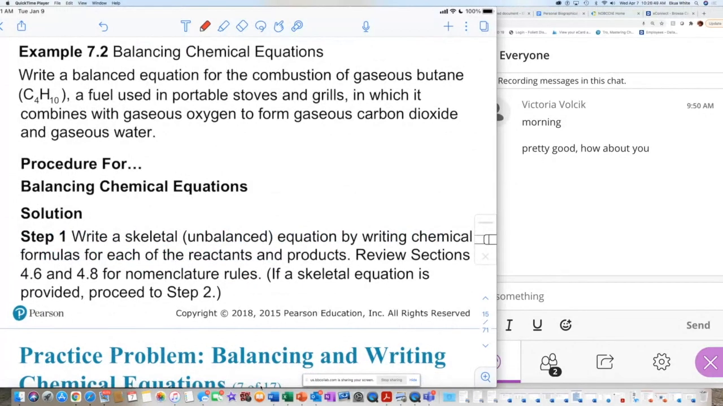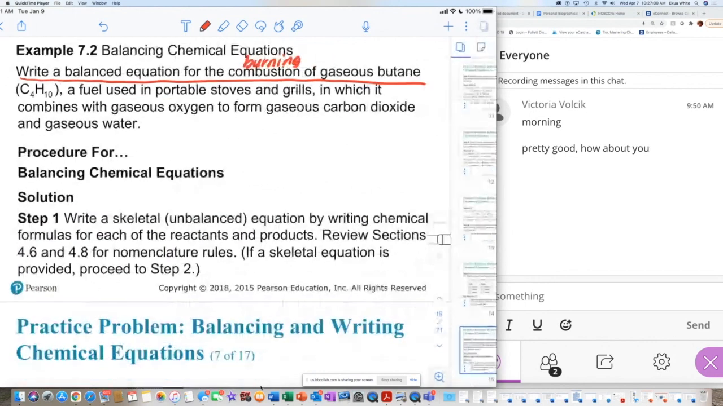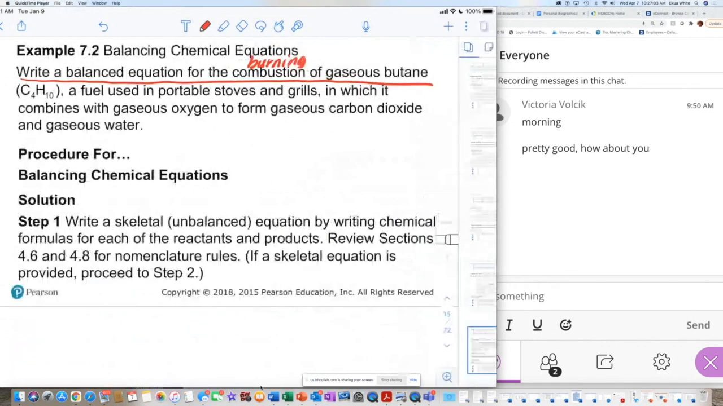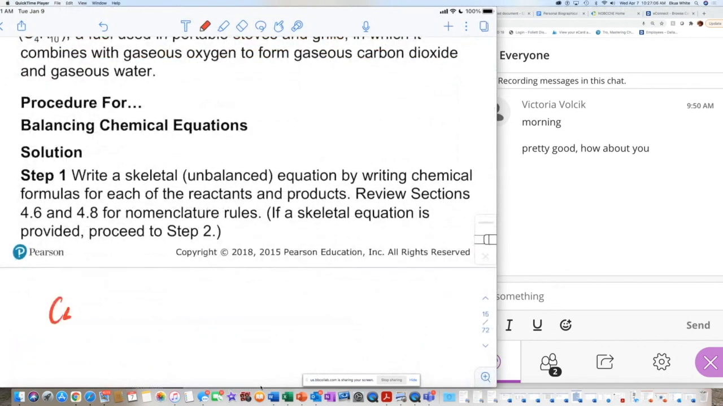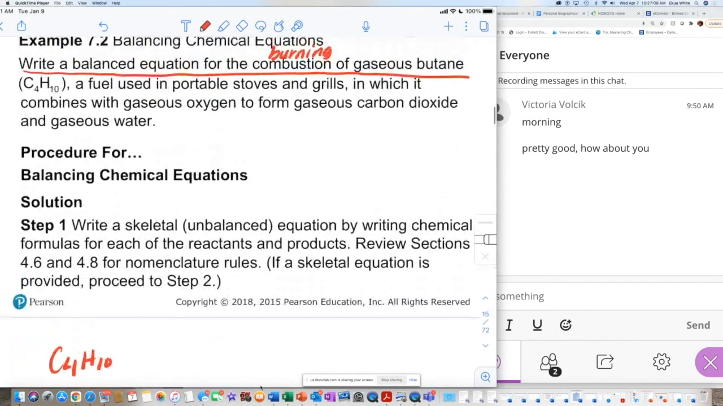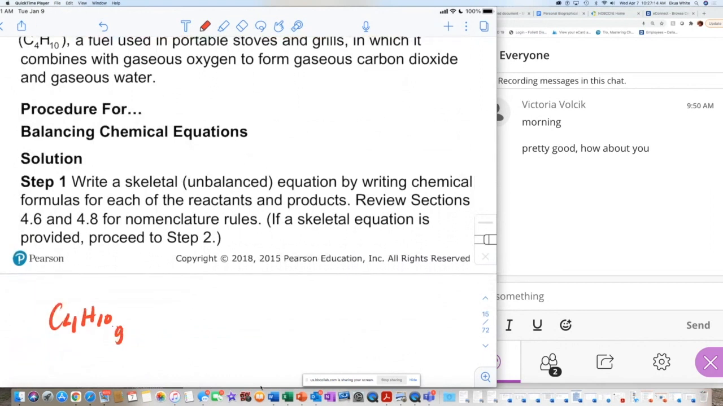Okay, next question. Write a balanced equation for the combustion. Remember, I told you about combustion, right? That thermodynamic term, that means burning. Combustion is burning. Now, we haven't learned about types of reactions yet. We will. C4H10. Do they tell you what physical state that is in? It's gaseous. That means it's a gas. This is butane gas. In the combustion reaction, usually there is some kind of fuel that is being burnt in the presence of oxygen. So oxygen is a reactant that has to be present in combustion.